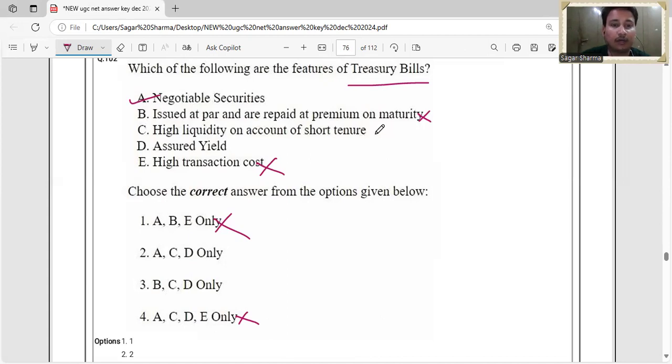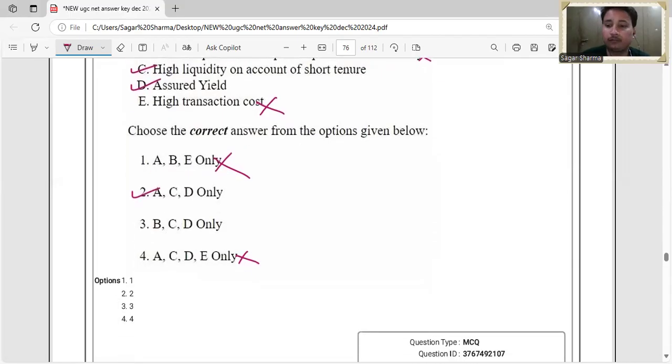High liquidity on account of short tenure. Yes, and there is an assured yield. So that means option number 2, A, C, D only is your correct answer. Whenever this type of questions come, you should eliminate the options. This is the best way to do this type of questions. Next question.